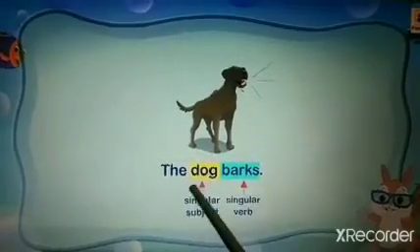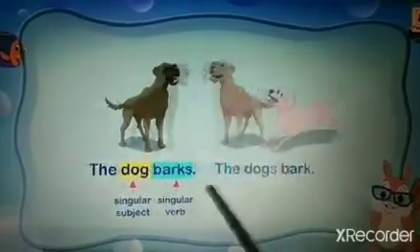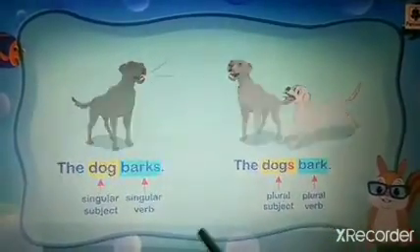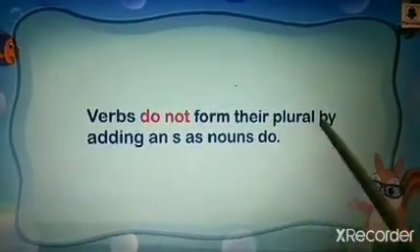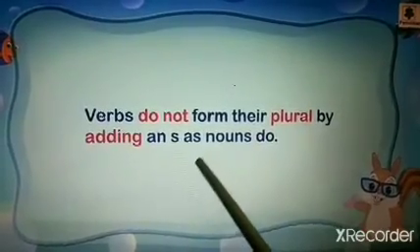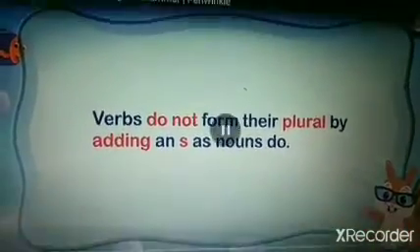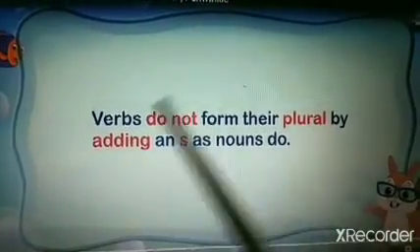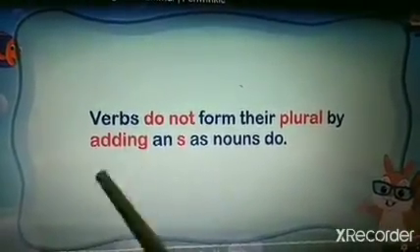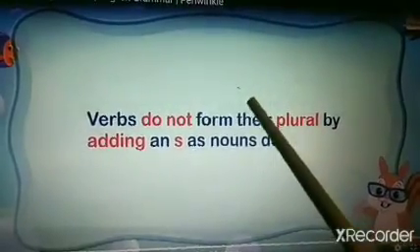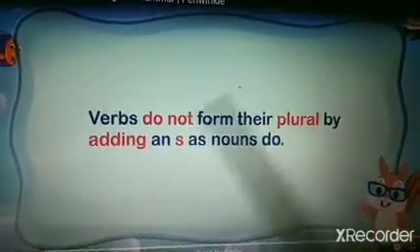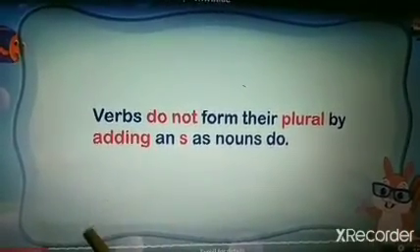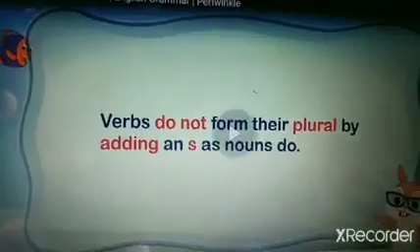The dog barks. Dog singular, verb singular. The dogs bark. Dogs plural, verb bark plural. Verbs do not form their plural by adding an s as nouns do. In nouns we use s at the end of a noun to make it plural. For example, dog becomes dogs. But for the verb, we don't add s at the end of the verb to make it plural. Okay?